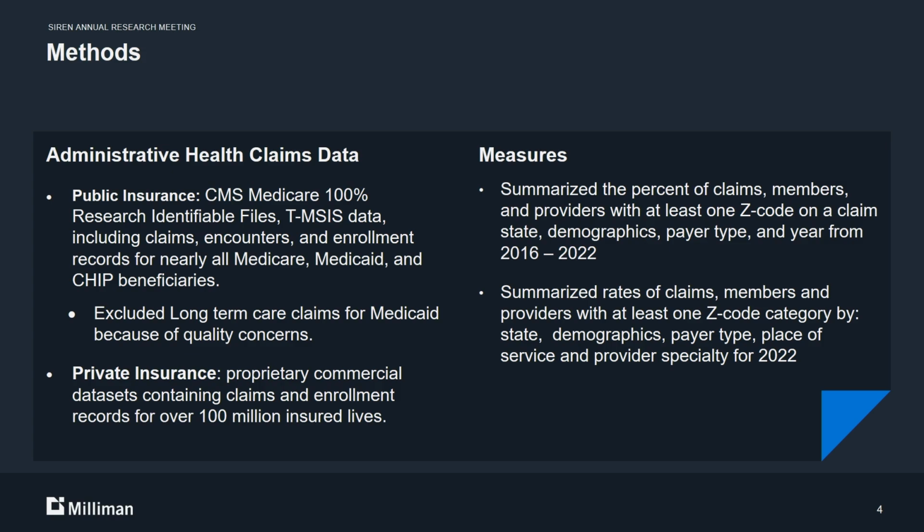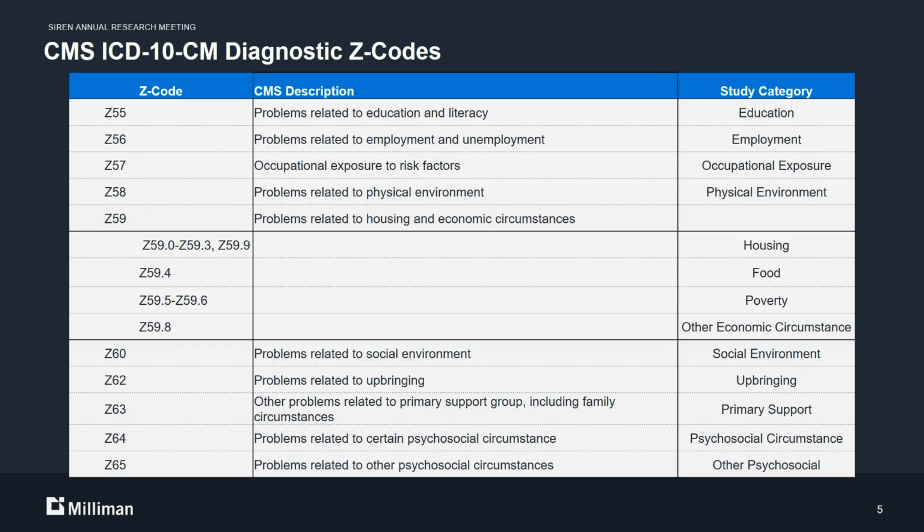We looked at these for 2016 through 2022, so we could also look at how things changed over time. And then for 2022, we were able to dive into a little more detail around the dimensions we were looking at, largely because it's really computationally heavy to look across 100% of Medicare and Medicaid, and we're limited in some ways there. The last methodological piece is that we summarized both whether you had a Z code, but also which category of Z code appeared on the claim.